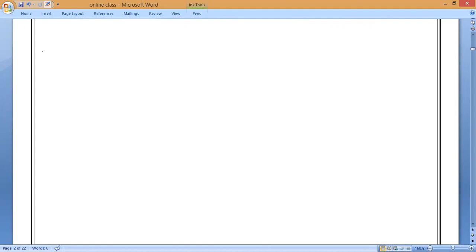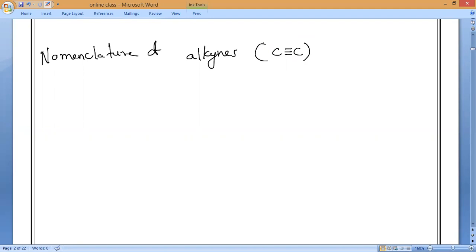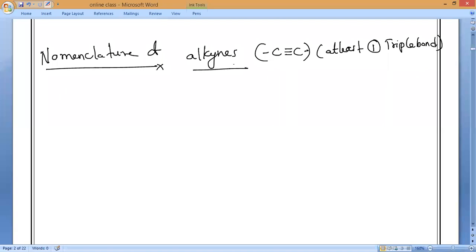Nomenclature of alkynes. Alkynes means how many triple bonds? At least one triple bond. That is nomenclature of alkynes.